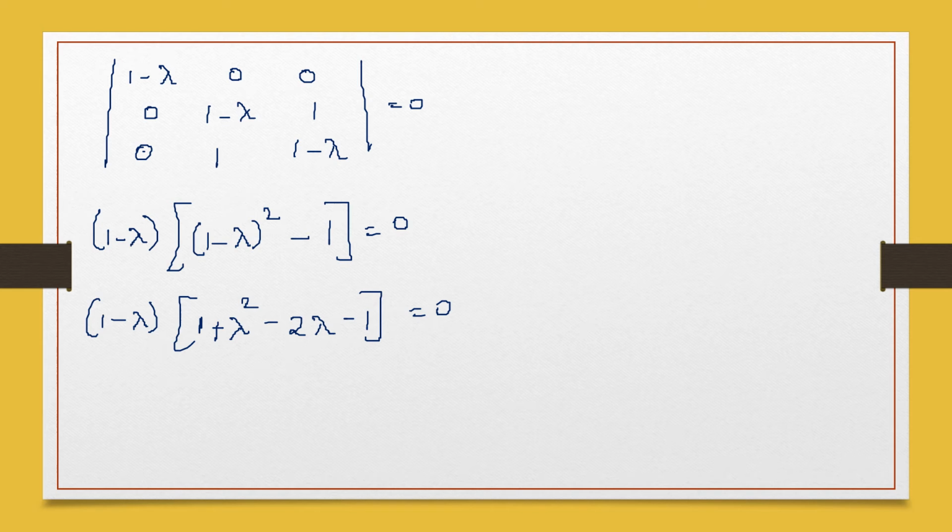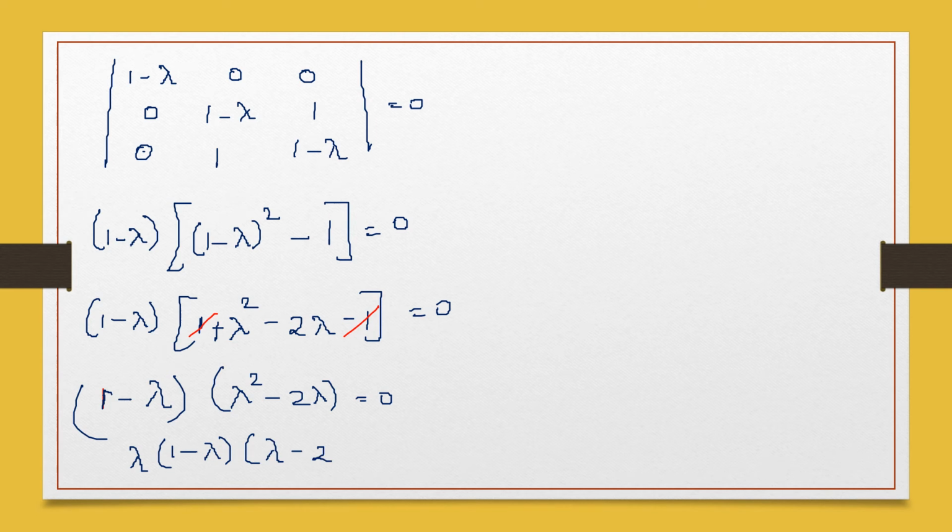Now this one and this one will get cancelled. 1 minus 1, it will become 0. So 1 minus lambda into lambda square minus 2 lambda is equal to 0. I can take this lambda out. So what will we get? Lambda into 1 minus lambda into lambda minus 2 equal to 0.